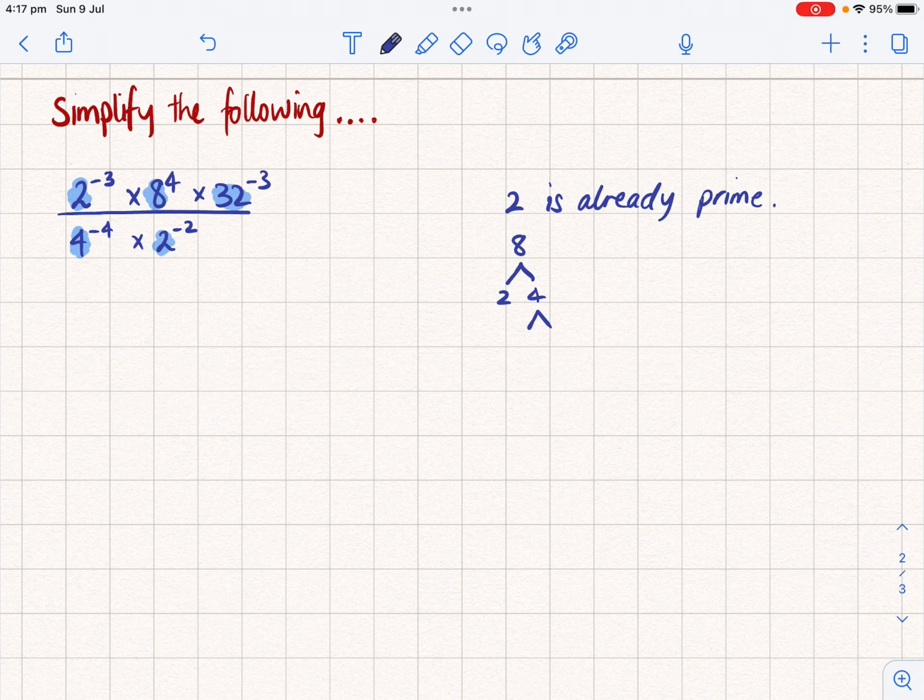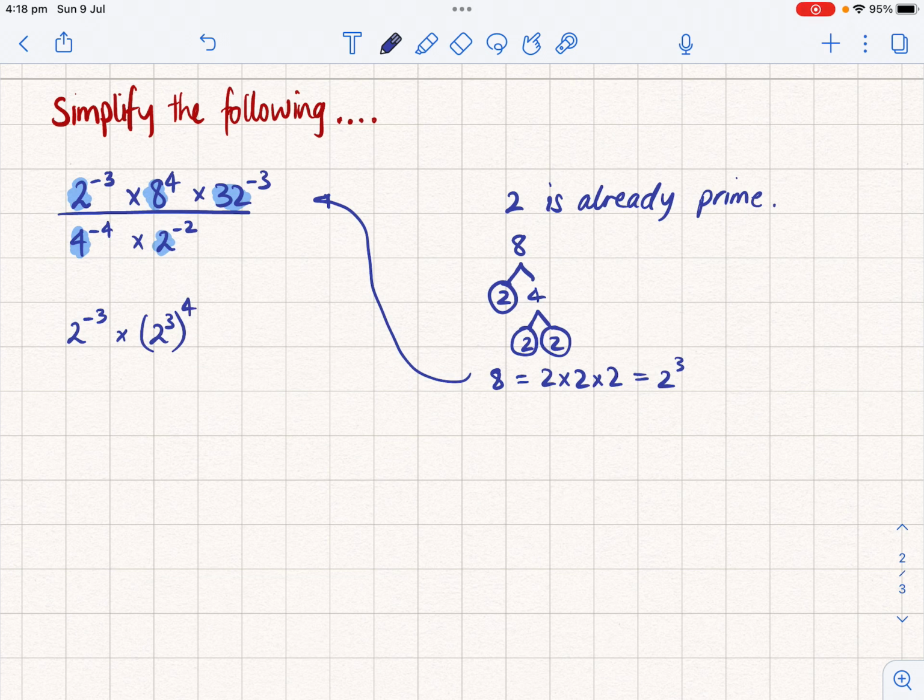So 8 can be split up into 2 times 4. 2 is a prime number. 4 is not. 4 can be split up into 2 times 2. They're both prime numbers now. So 8 is the same as 2 times 2 times 2, which is the same as 2 to the power of 3. Why am I doing that? What am I going to do? I'm going to bring that over here and stick that into this expression instead. So I already had a 2 to the power of negative 3, and then I'm going to multiply that by 2 to the power of 3, that was the 8, to the power of 4. So my 8 has been replaced with a 2 to the power of 3.